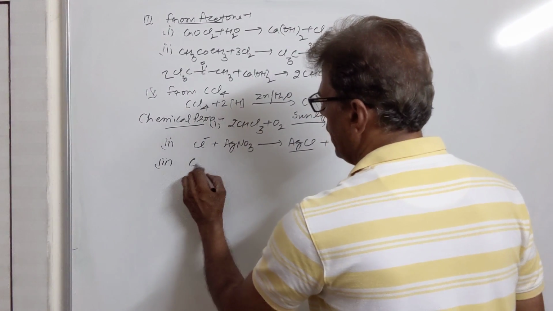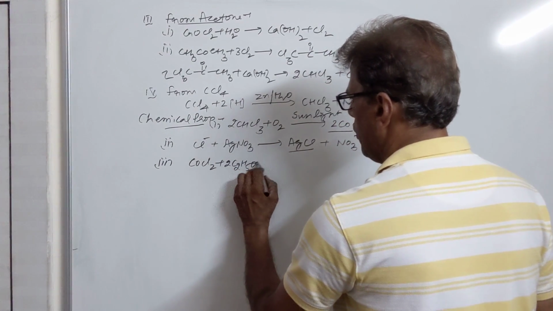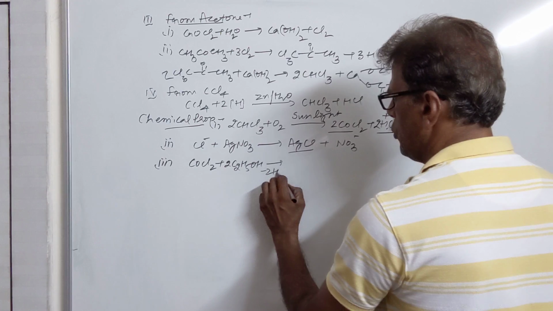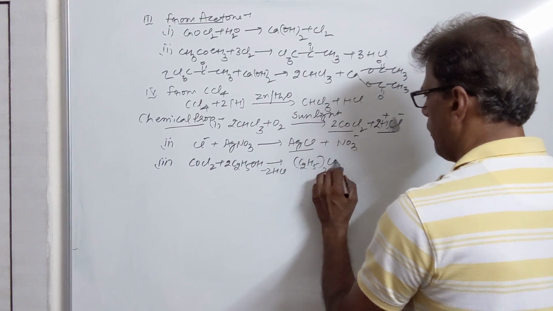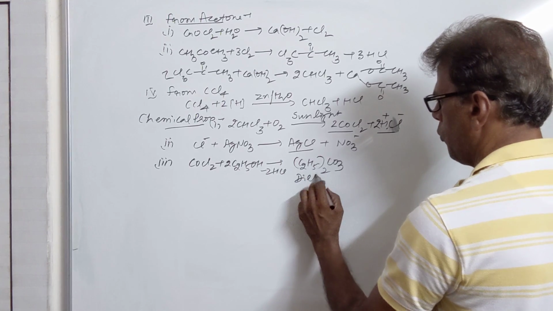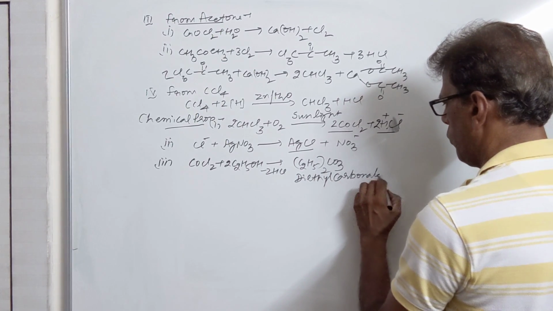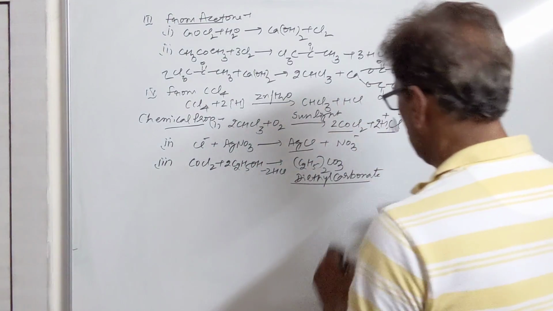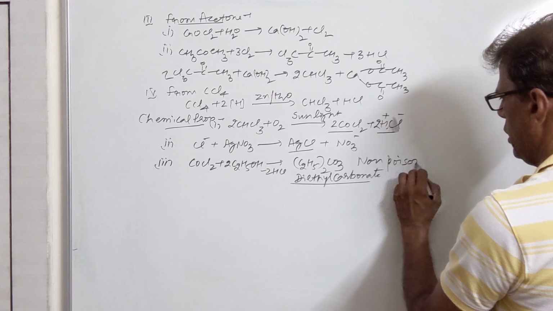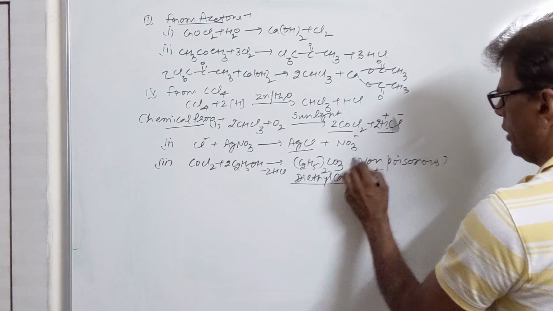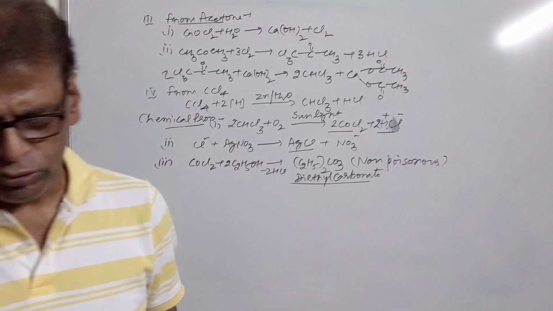How is it destroyed? It is destroyed by adding ethyl alcohol to it. 2HCl is removed, and we get diethyl carbonate. So this is non-poisonous. If it is given to the patient, it will not cause the death of the patient. So this is our first chemical property, action of oxygen.